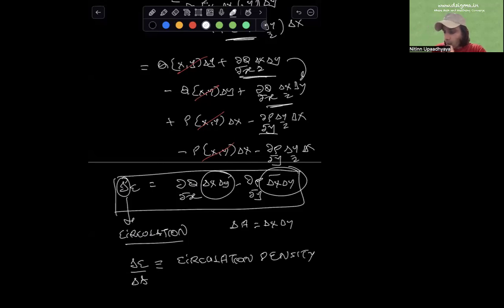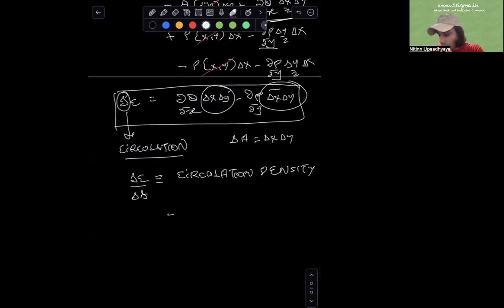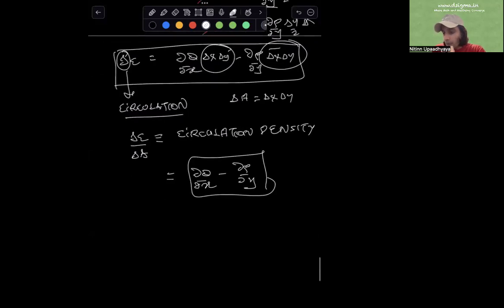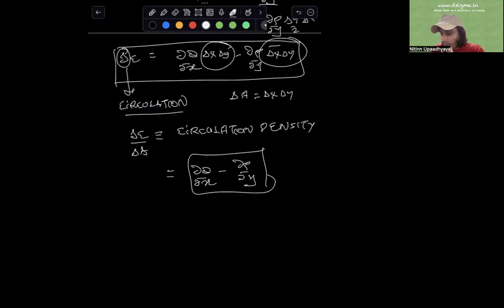Now, what is it that's happening on the right hand side? The circulation density we are claiming is of the form ∂Q/∂x minus ∂P/∂y. Now, I don't know if you're able to connect the dots here, but if you remember the definition of a curl, and by the way, if you have not yet gone through the course on differential calculus, do visit www.dsigma.in, where we have this introductory course on differential calculus. We introduce the ideas of partial derivatives, divergence, and curl. We derive it from first principles. So hopefully you'll find that useful.